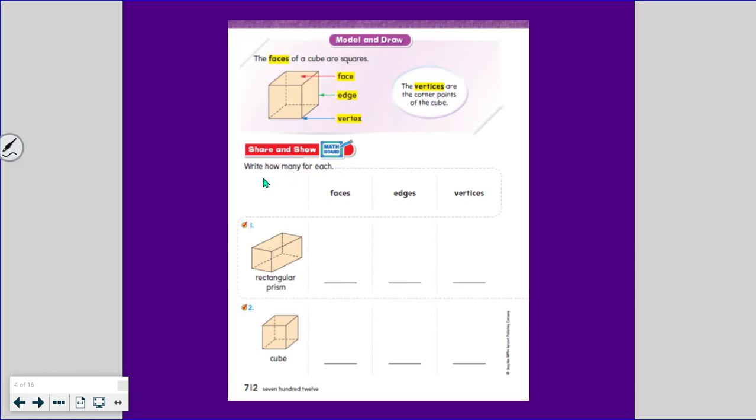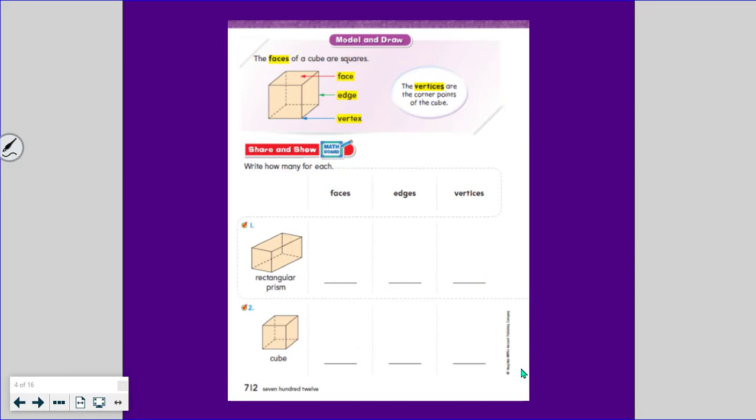For each of these shapes, it says write how many for each. So looking at this rectangular prism, again, that's what we're supposed to be thinking about for this lesson, how many faces are there? How many edges and how many vertices? And then for this cube, how many faces, how many edges, and how many vertices? So go ahead and pause your video, and figure out how many faces, edges, and vertices there are in these two shapes, and write the answers on the blanks. Go ahead and pause your video and do that for a sec.